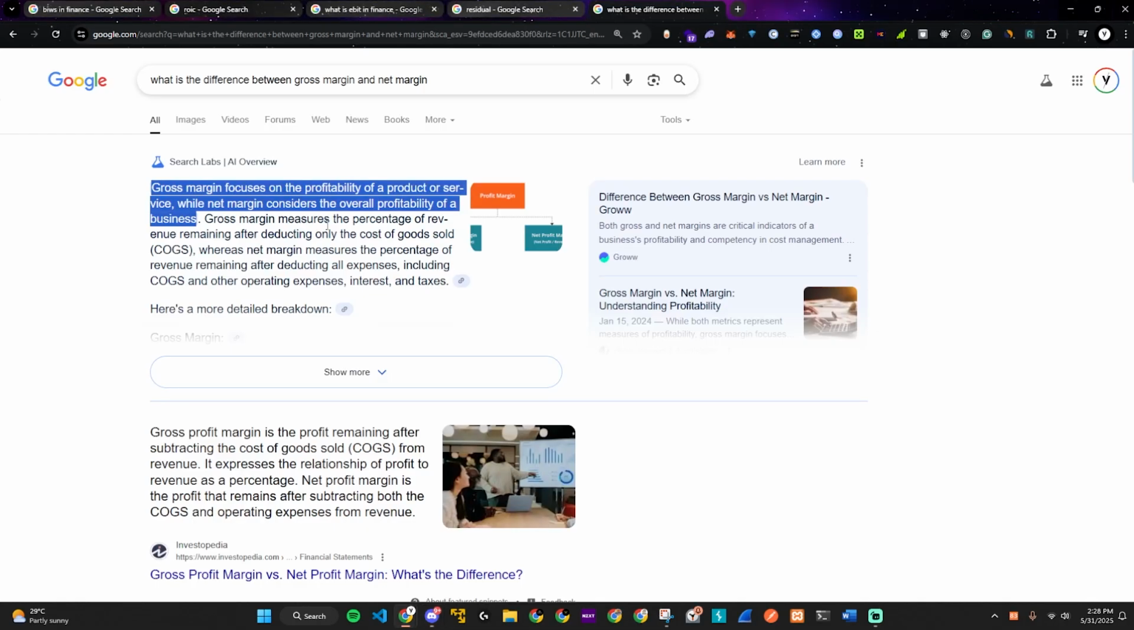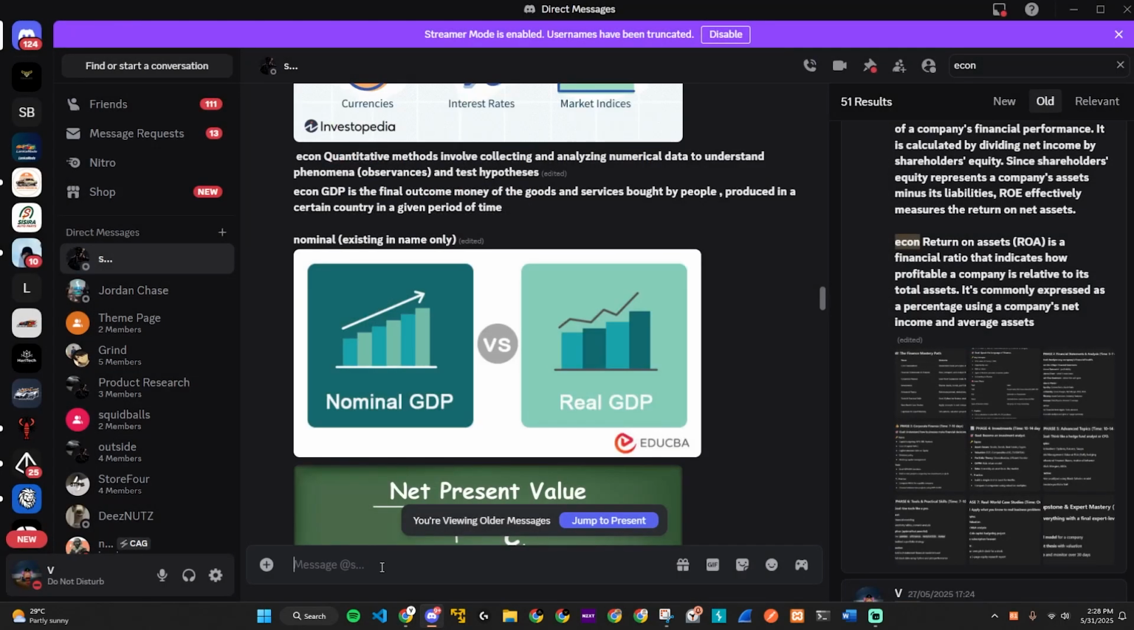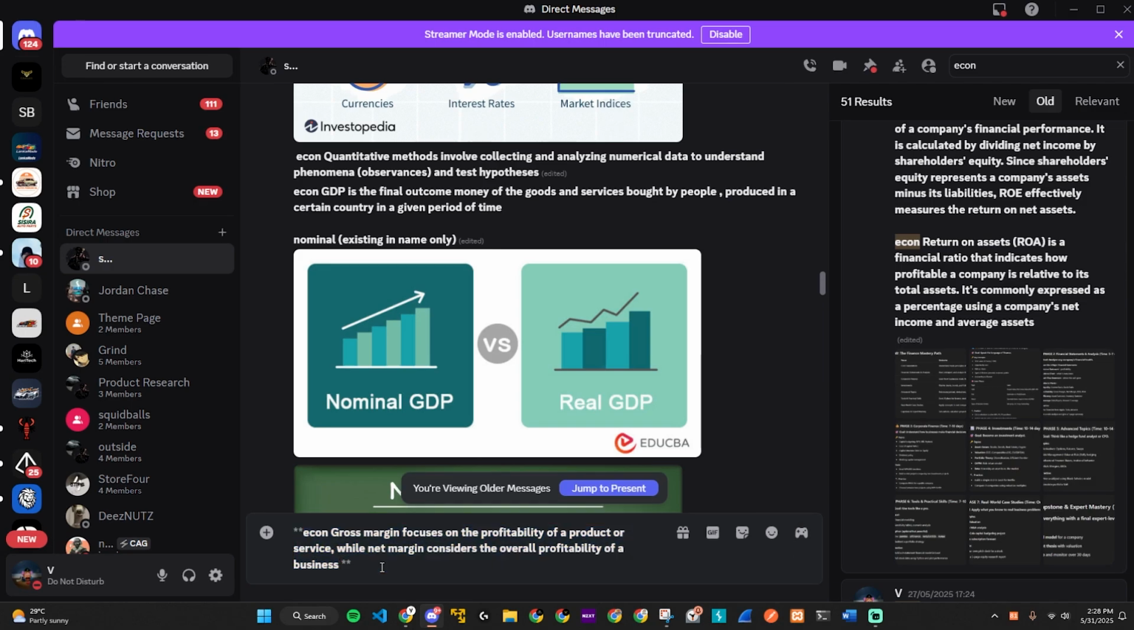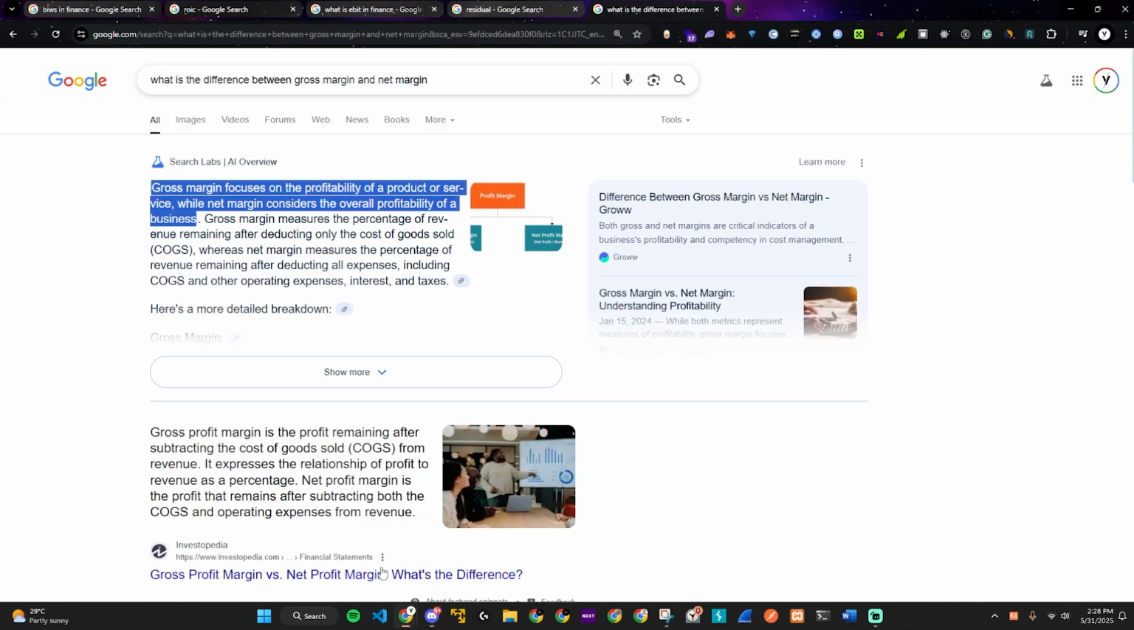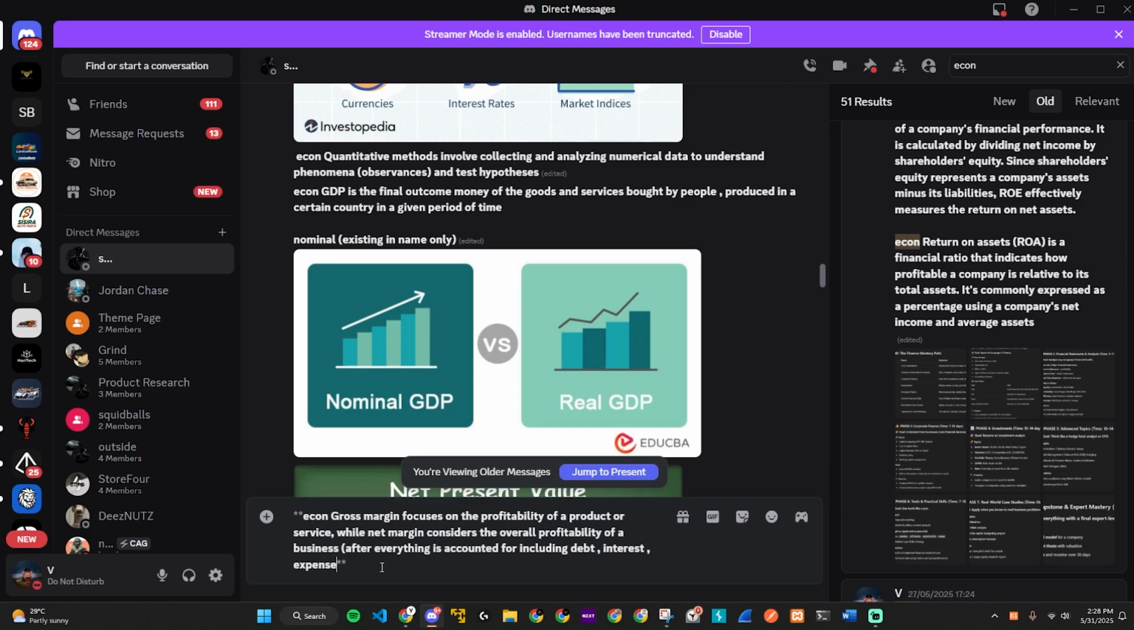Okay, so gross margin is the percentage of revenue remaining after deducting only the costs of goods sold, whereas net margin measures the percentage of revenue remaining after deducting all expenses, including COGS, that's the gross margin, cost of goods sold, and other operating expenses, interest, and taxes, right? So it's after everything is accounted for, including debt, interest, expenses, overhead, costs, etc.